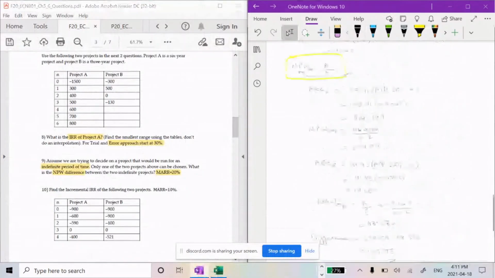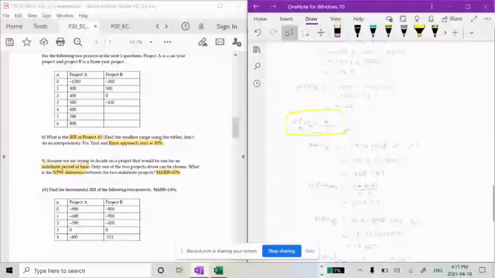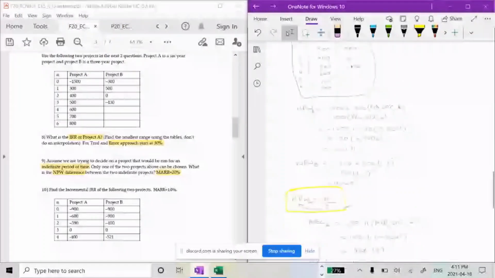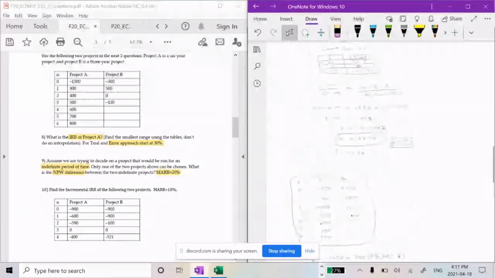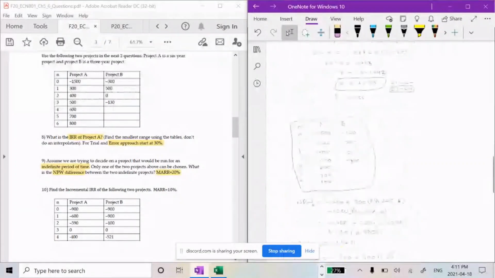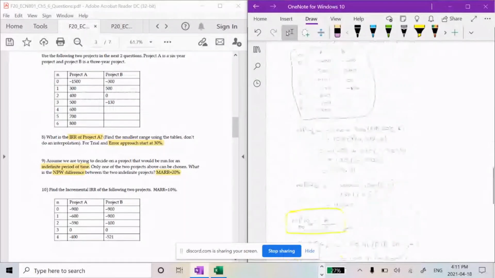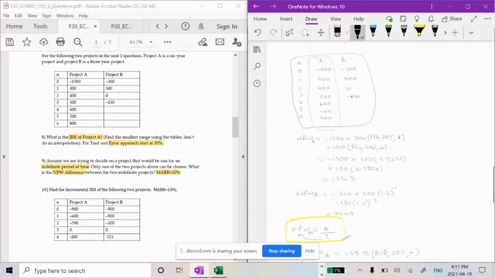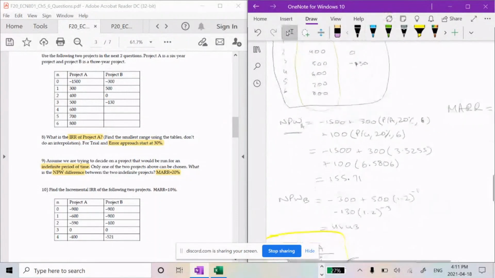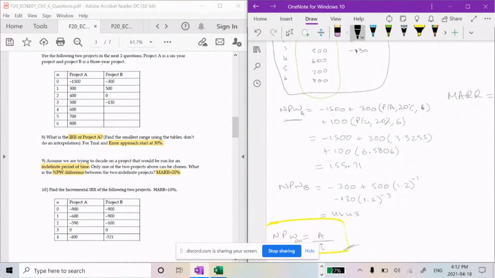Can you explain what you did in this question? For the 9th one, or the 8th one? Yeah, I got the 8th one. Cool. For this one, we just write down the tables for both of them, and then you find the net present worth for A using the MARR, which is given to us as 20%. It's given right here in the question.